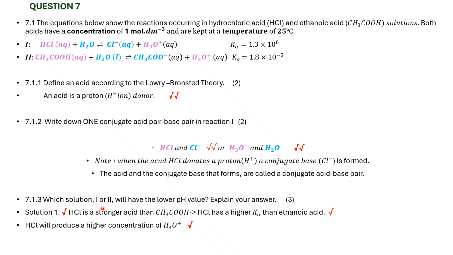7.1.3, which solution, 1 or 2, will have the lower pH value? Explain your answer. In this case, solution 1. HCl is a stronger acid than ethanoic acid. HCl has a higher Ka, a higher constant for acid, than ethanoic acid. So HCl will produce a higher concentration of hydronium ions. So in short, 1, 2, 3 marks. So that's the basic theory. Next question.